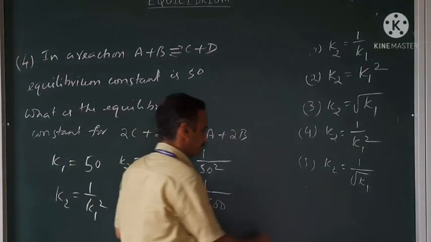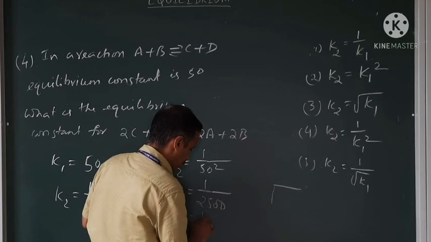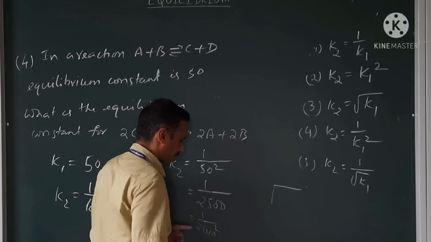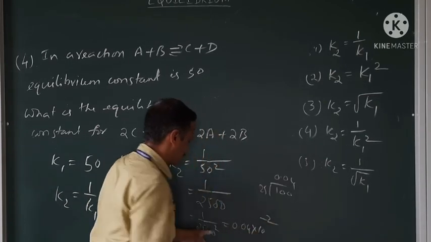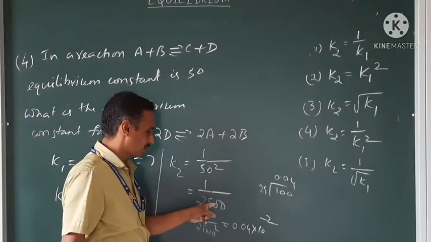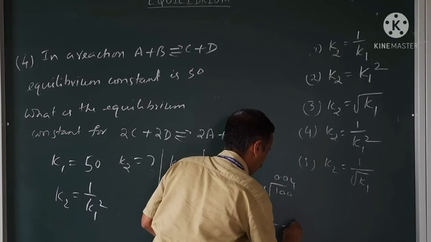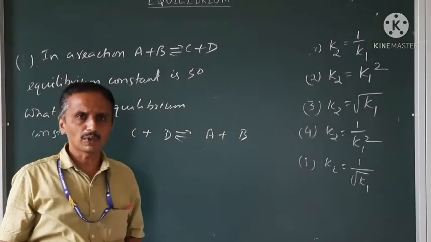What you can do? Make this as 1 over 25 into 10 over 2. That is 0.04 into 10 over minus 2, because already 10 over plus 2 is there. When brought to the numerator, it becomes 10 over minus 2. K2 is equal to 4 into 10 over minus 4 also. Next problem.